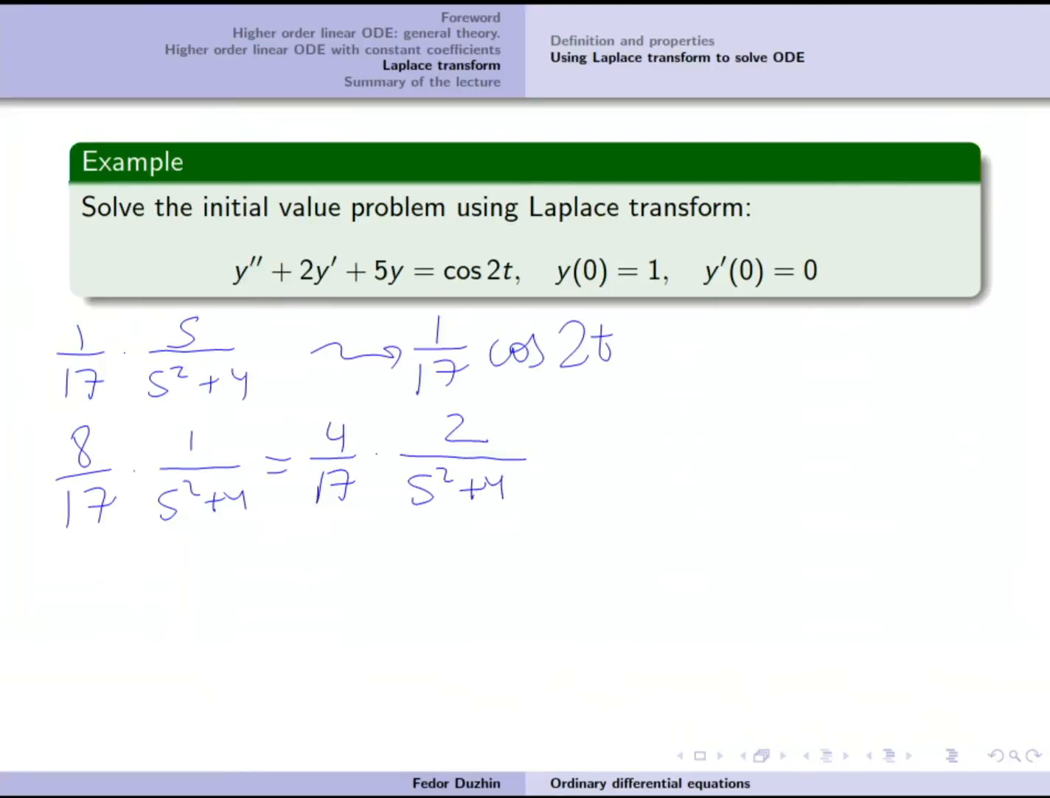So now that's exactly the pattern. So our omega is 2, and we have 2 over s squared plus 2 squared. Right? So this gives us 4 over 17 sine of 2t.